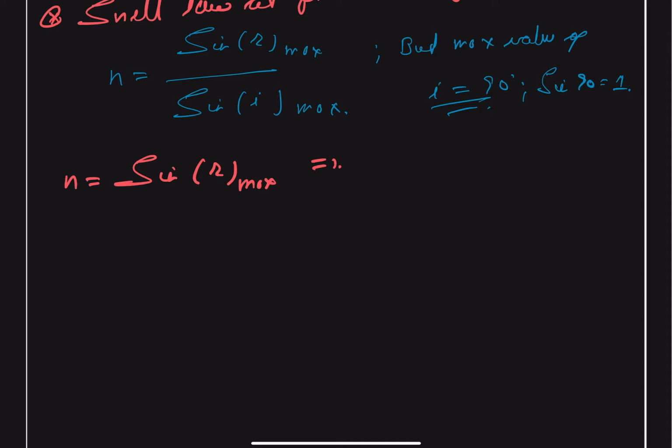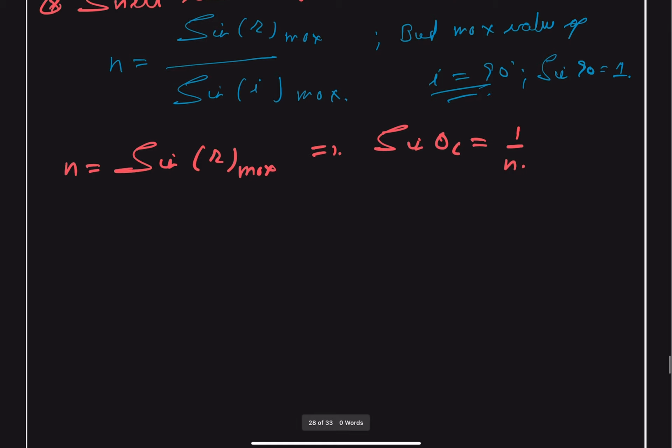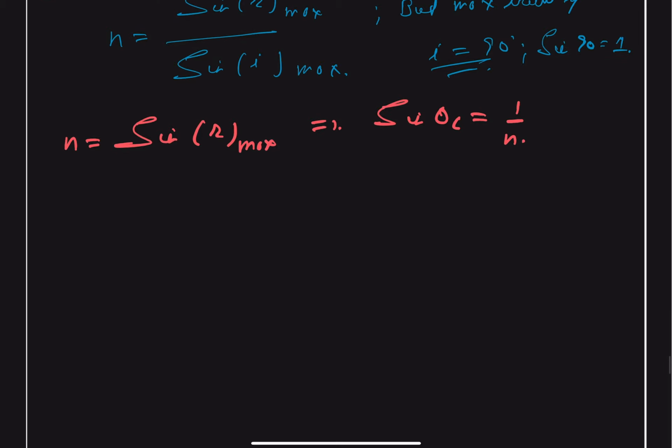And we can also write that the critical angle will be equal to 1 upon n, and thus we can say that R max is equal to our critical angle, and we already know that R prime minimum, this gives us that R prime minimum will be equal to 90 minus critical angle.